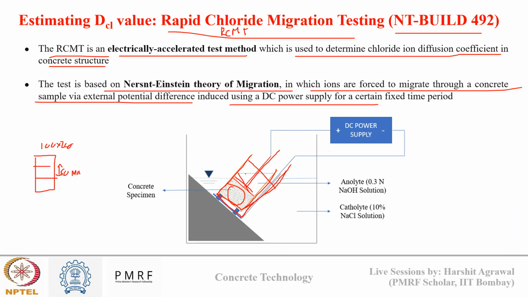So here I am filling the NaOH solution. Okay, and in the bigger jar outside, I am filling the NaCl solution. The electrode at the bottom we connect to the negative terminal of the DC supply, and the top one we connect to the positive terminal. Why? Because chloride ions are negatively charged. So when we apply a potential difference and make this surface positive, chloride ions will try to move through concrete from the negative terminal to the positive terminal. This movement of chloride ions under the influence of potential difference is what is known as migration. So we are accelerating the movement of chloride ions through concrete.